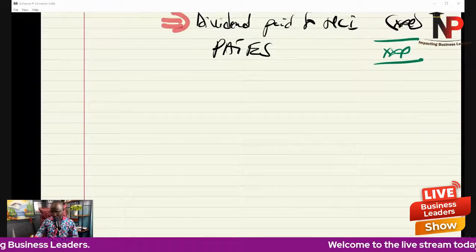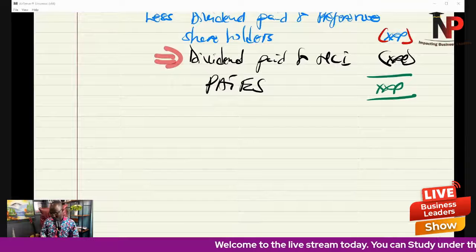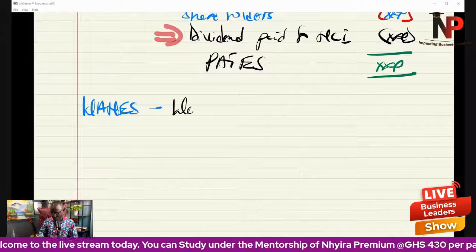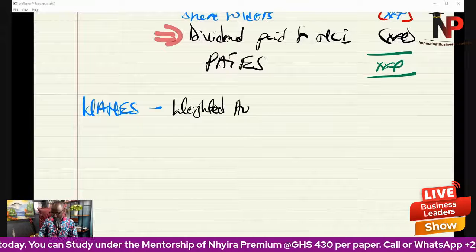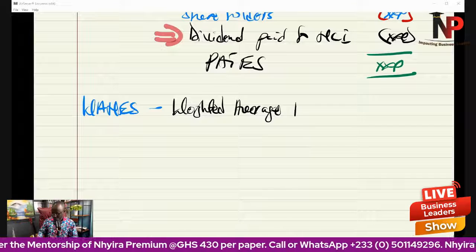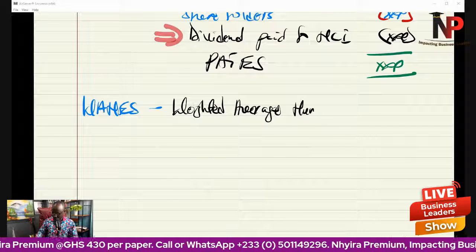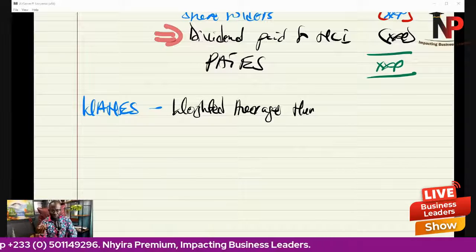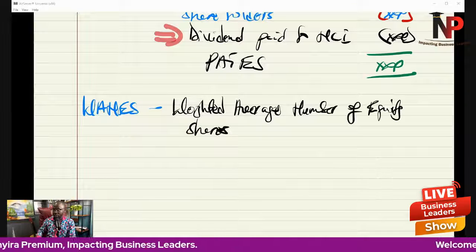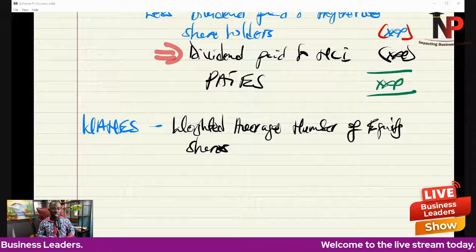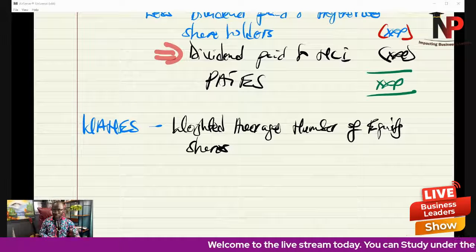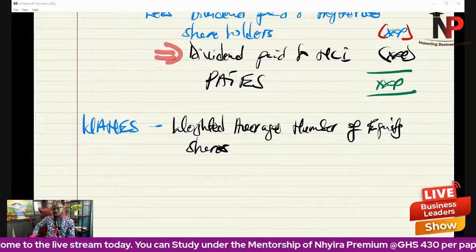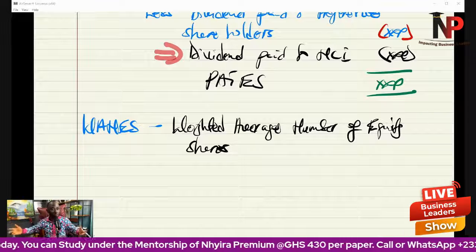Then the denominator is WANS. So what the heck is that? Let's look at that. WANS is simply the weighted average number of equity shares. That's the WANS. Now, the reason we go with the weighted average number of equity shares is because we don't just use the number of shares outstanding at the reporting date or at the date that we are calculating the earnings per share. The reason is that the shares may have been issued at different times in the year.